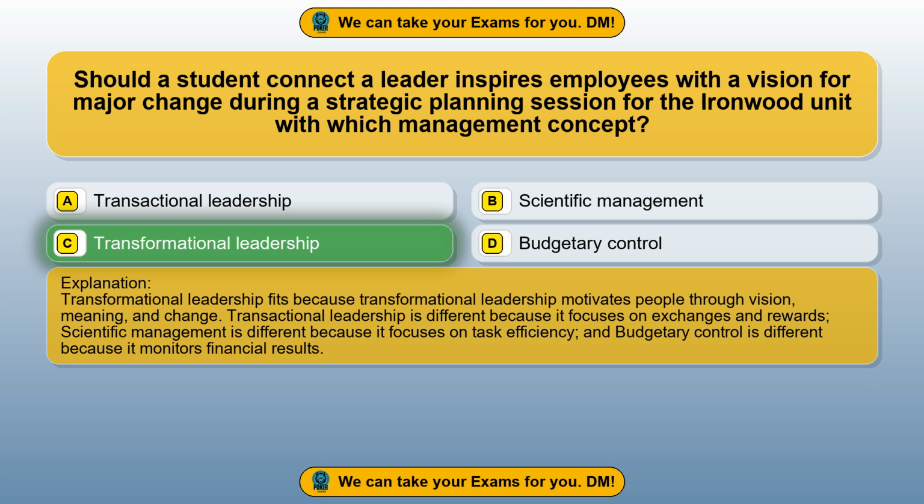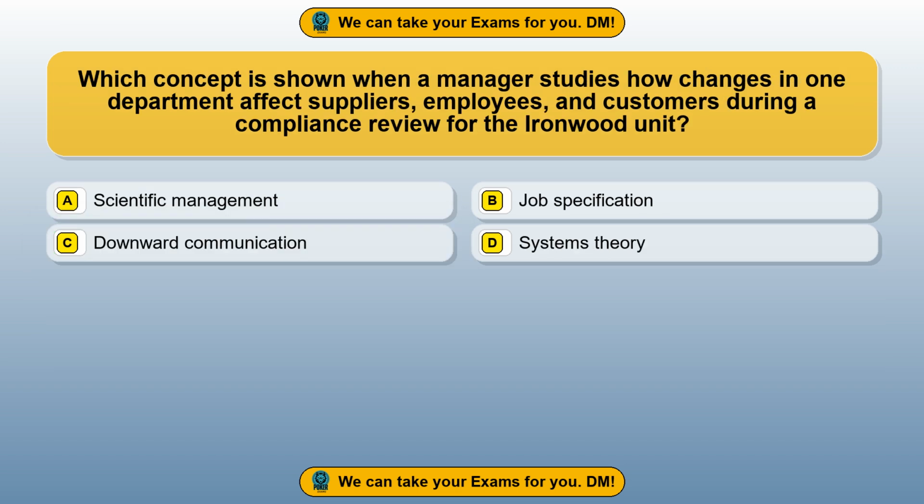Transactional leadership is different because it focuses on exchanges and rewards. Scientific management is different because it focuses on task efficiency, and budgetary control is different because it monitors financial results. Question 44. Which concept is shown when a manager studies how changes in one department affect suppliers, employees, and customers during a compliance review for the ironwood unit?